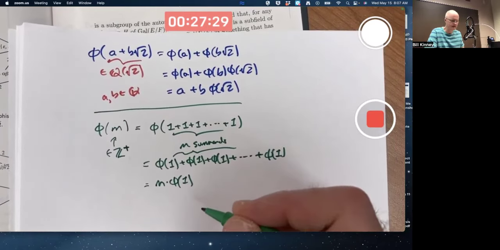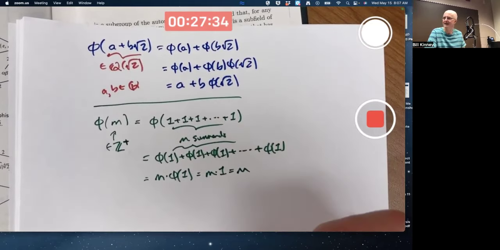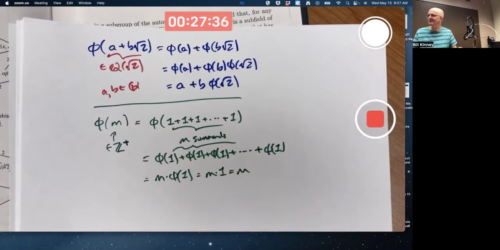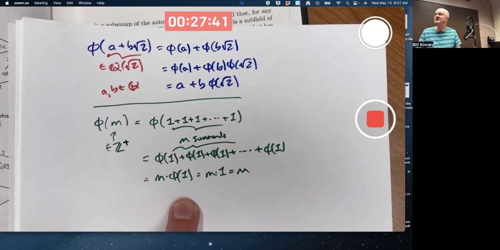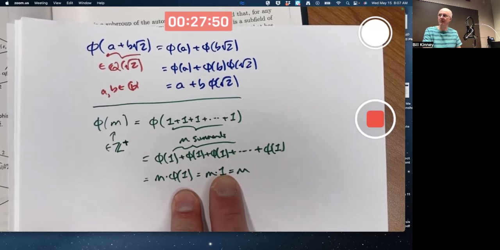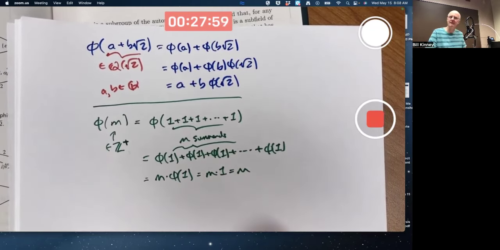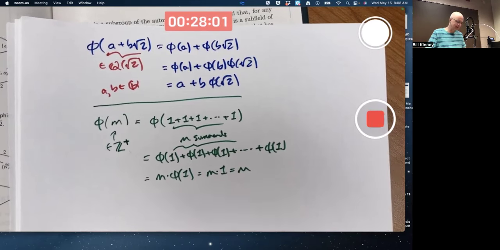But what's phi of 1? It's 1. Why? We know that about ring homomorphisms or isomorphisms from a ring with unity to itself, and fields have unity. They have to map 1 to 1. That was a property of field isomorphisms. Therefore, phi maps m to itself. So there's how you do it if m is a positive integer.